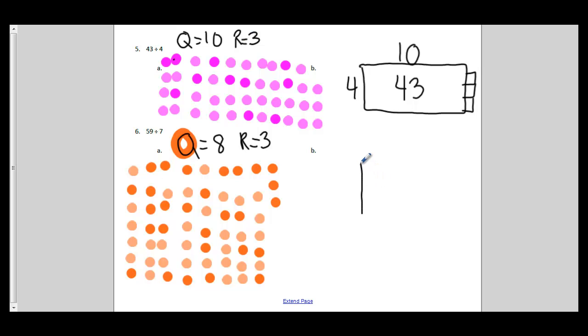I hope that you went ahead and attempted to draw your area model. And notice I'm going to make this a little bit square because these two numbers are pretty close together. This would be a 7, and this would be an 8. My area is 59, and I have a remainder of 3. So 8 times 7 is 56, and I have 7, 58, 59. So 59 divided by 7 would be 8, remainder 3.